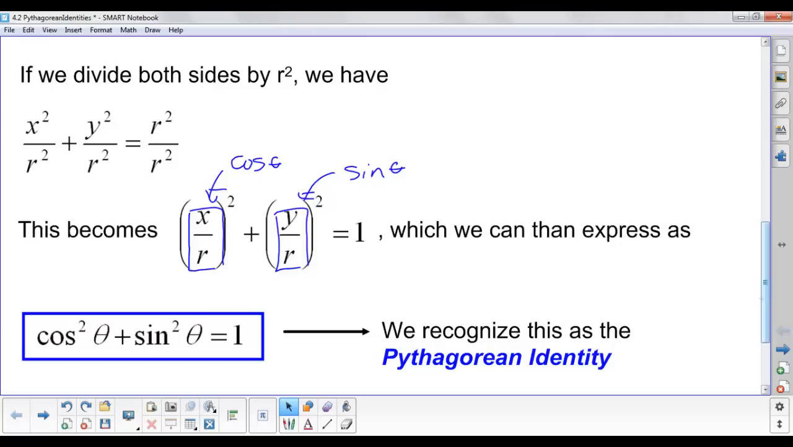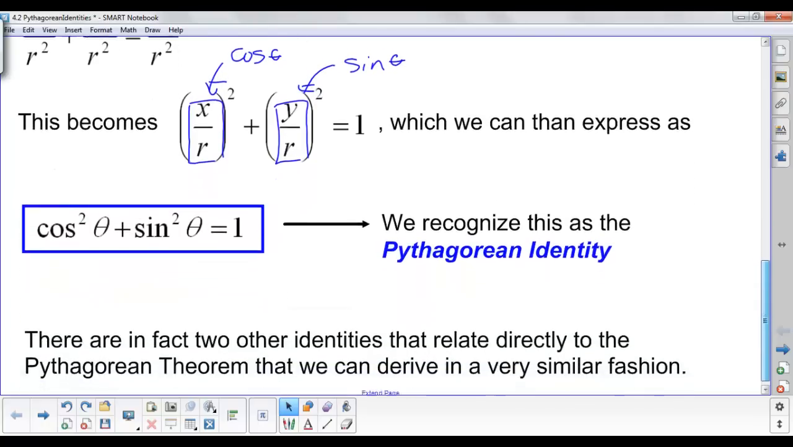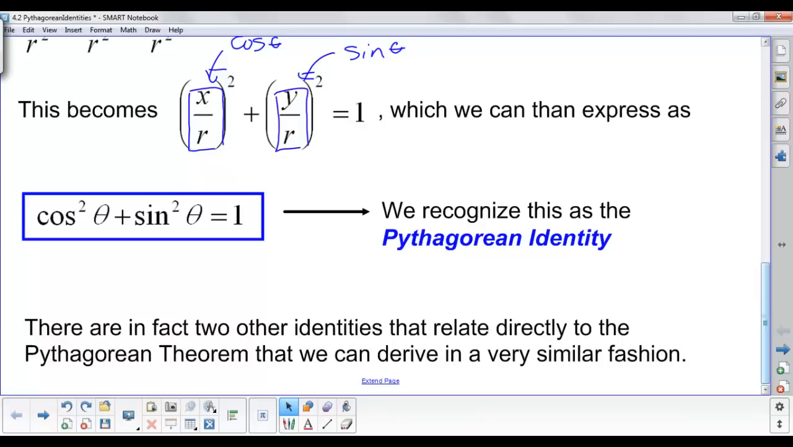Now, you've seen that identity represented in terms of different variables, whether it's theta or x. The idea is that if I'm squaring cosine of a specific angle and squaring sine of that same angle, and adding them together, I always get 1. That's a constant. As I mentioned a few minutes ago, there are in fact two other identities that relate to the Pythagorean theorem, and we can derive both of those in a similar way. So we're going to quickly look at the development of the two other representations of Pythagorean identities.